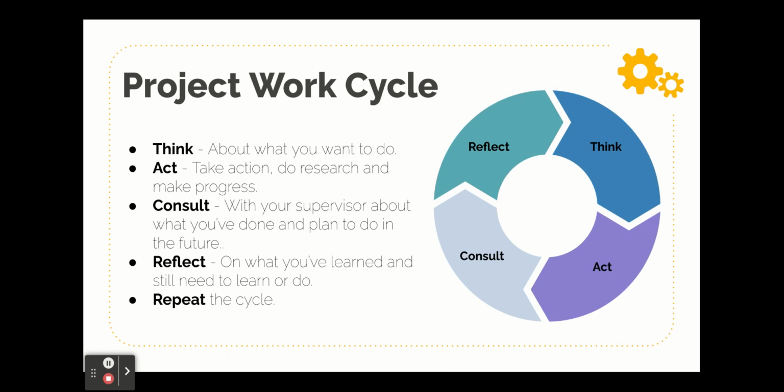And once you've consulted with your supervisor, you'll reflect on what you've done and achieved so far, your progress, and decide what to do next. Every 3 weeks or so, you'll repeat this cycle. The important part of it really is the thinking and action that you take on your own, and the process journal is a record of that.